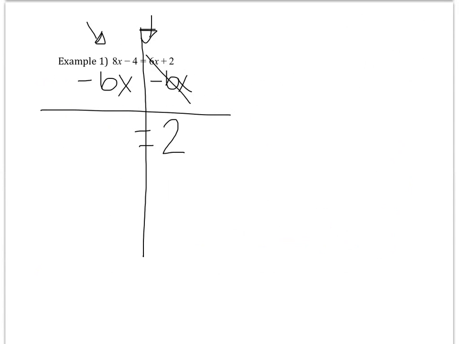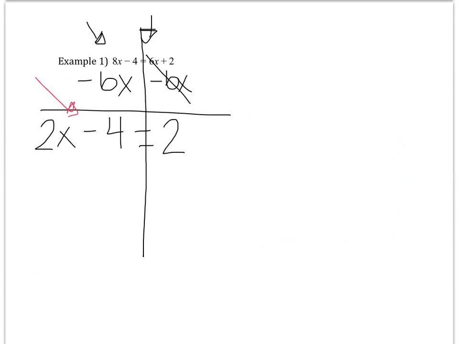I'm still going to bring down my equal sign. 8x minus 6x, 8 minus 6 is 2. I'm going to bring down my x, and I'm going to bring down my minus 4. Now what we have is a two-step equation. So remember, I have to get rid of the subtraction first. Get rid of whatever is attached to the x, or to your variable.